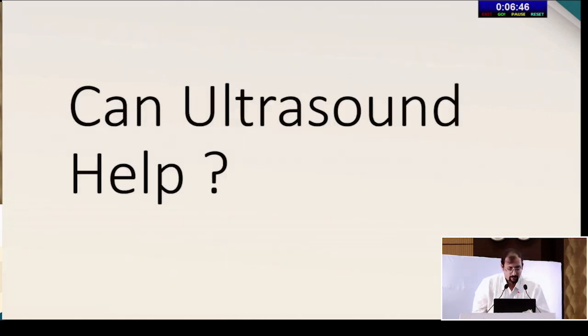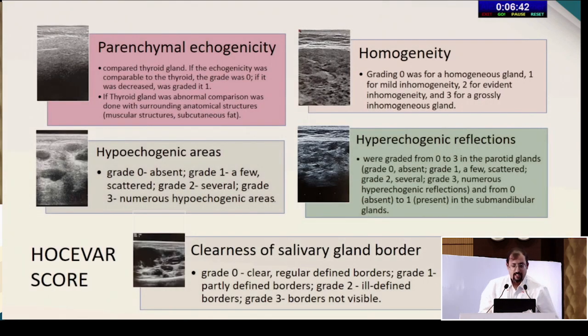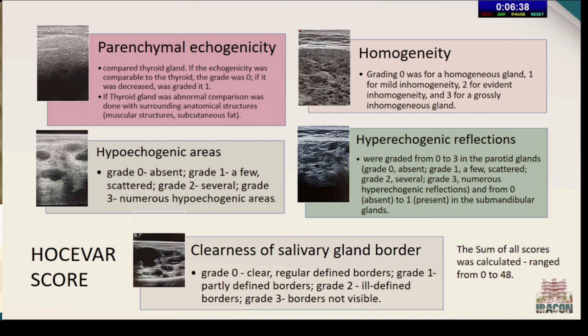Now, can ultrasound help? So, when you do a salivary gland ultrasound, there are multiple abnormalities that can be seen. The parenchymal echogenicity can be different. This is usually compared with that of the thyroid gland, and an abnormal echogenicity can be reported. The gland can be grossly inhomogeneous. You can see multiple hypoechogenic areas and hyperechogenic reflections.